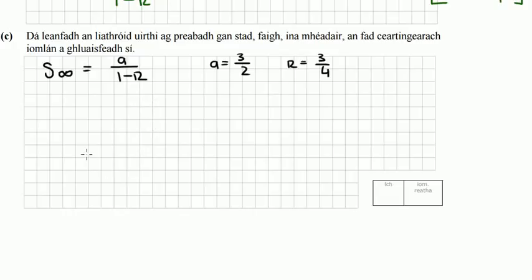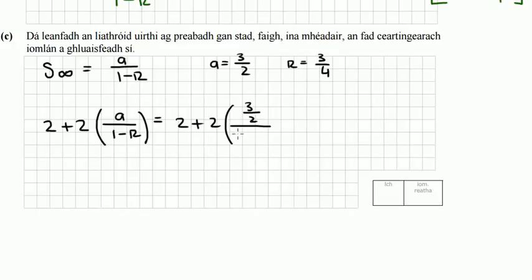So like the previous question, the sum to infinity is going to be including the 2 meters at the start, and it's twice the sum of those terms, because we're thinking about the height of the ball going up and down. So it's twice a over 1 minus r. So we have 2 plus 2 multiplied by 3 over 2 over 1 minus 3 over 4. This will simplify to give us 14 meters.